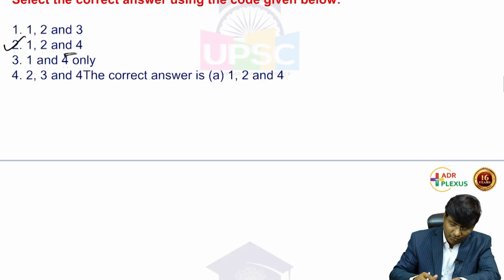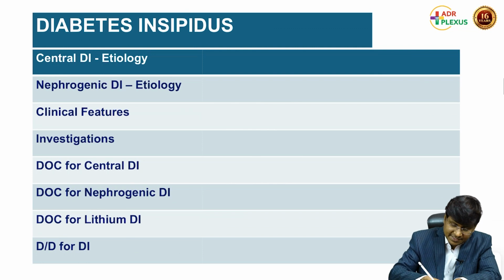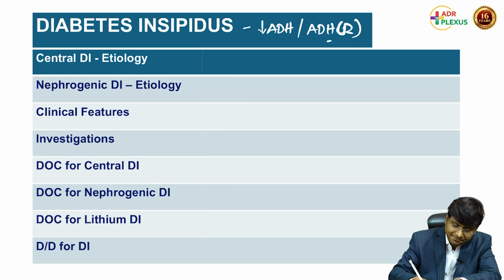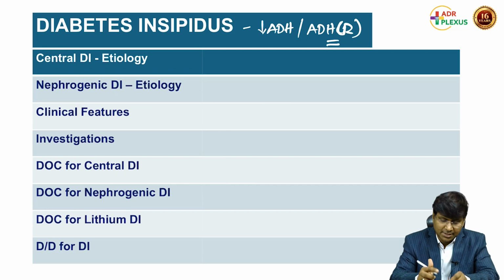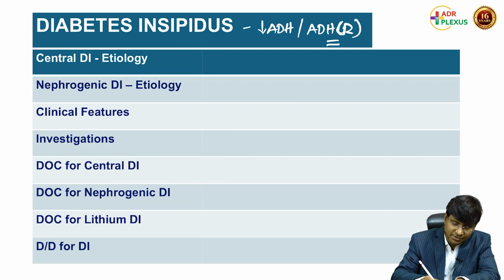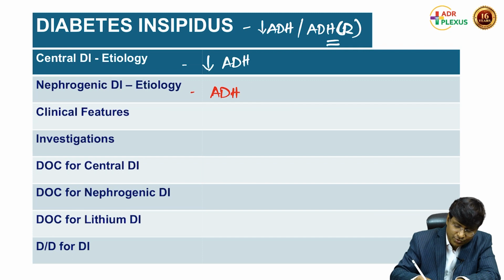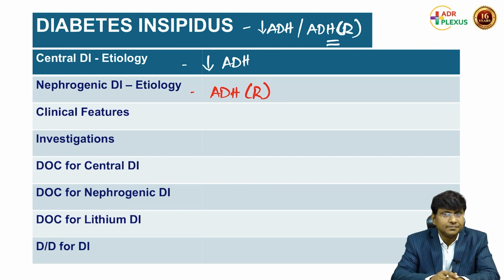Now let me take up the discussion of diabetes insipidus. It is a disorder where you have a decrease in the levels of antidiuretic hormone, or there is resistance to the action of the antidiuretic hormone. We have two forms of diabetes insipidus. Central diabetes insipidus is where there is a decrease in ADH levels. Nephrogenic diabetes insipidus is where there is resistance to the antidiuretic hormone.